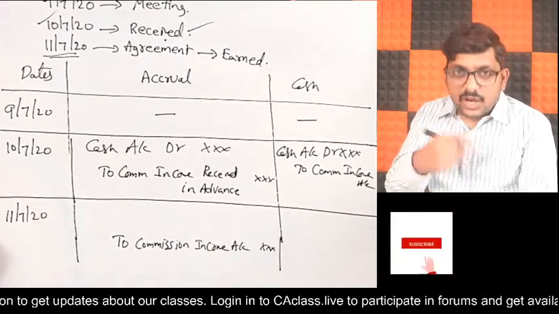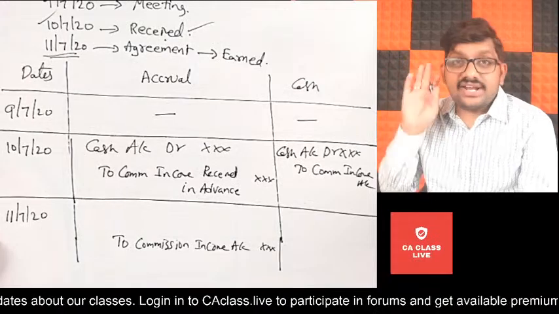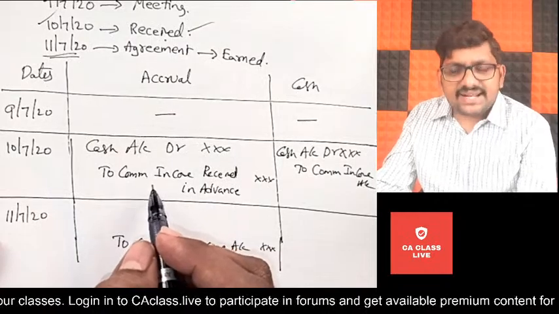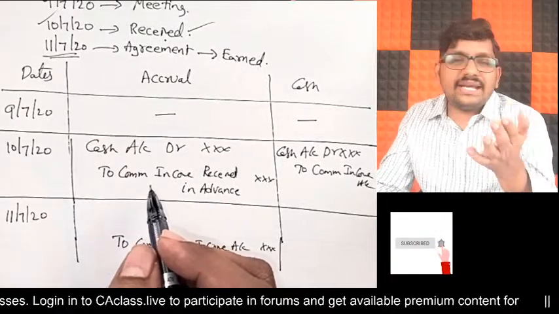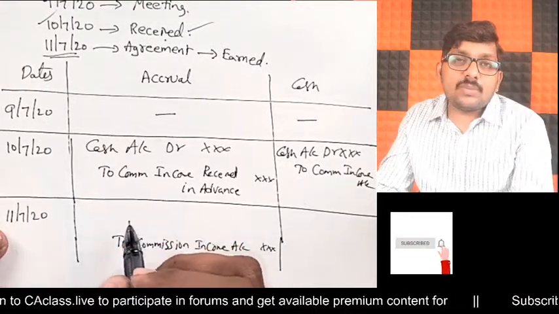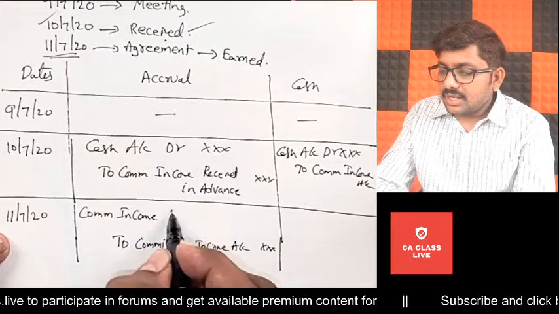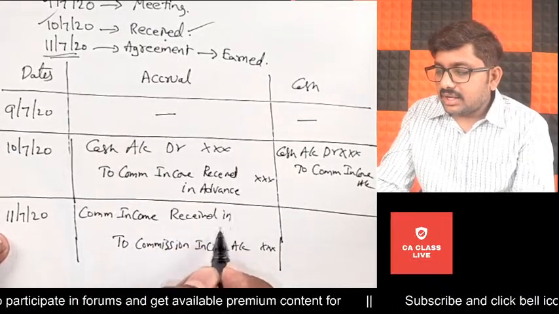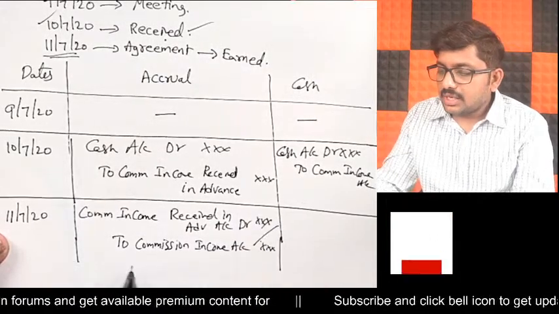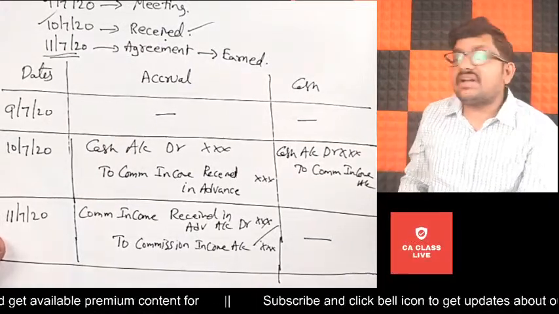But are you receiving now? No, sir. Will you receive in the future? No, sir. Already received? Yes, sir. Already received. So when it is already received, I called it my liability. Now, is it any more your liability? No, because you need not repay. Because you need not repay, your liability will decrease. If your liability decreases, what should you do? Debit, obviously. Commission income received in advance account debit to commission income account. And as per cash system, there is no entry because cash system says recognize your income only when it is received.